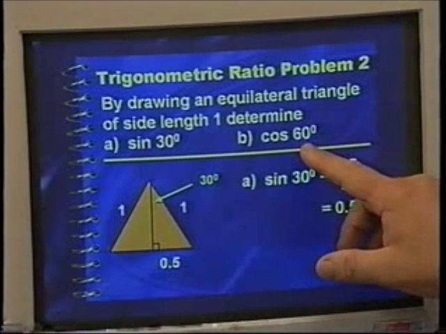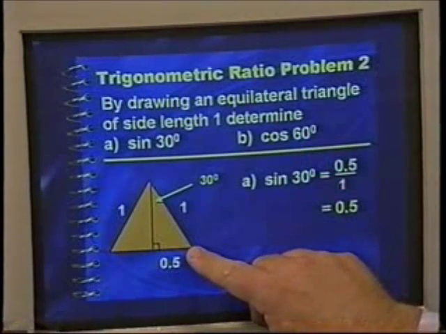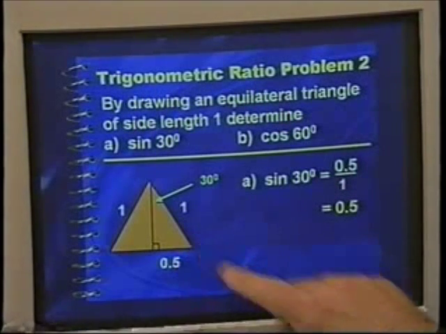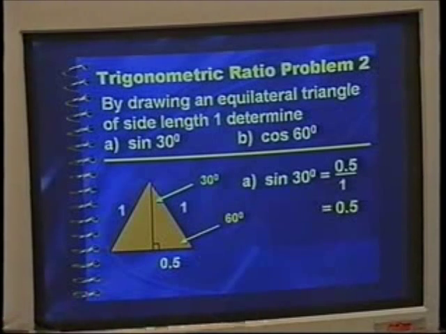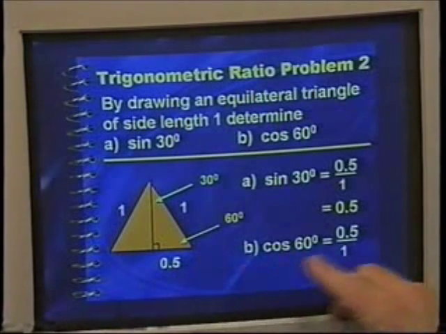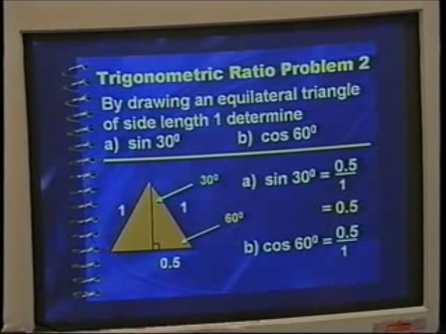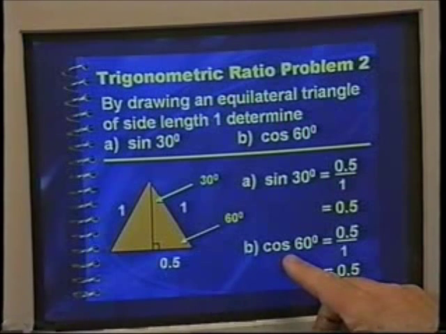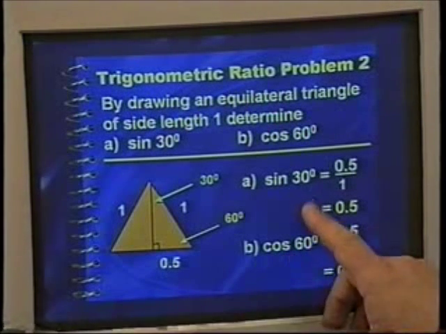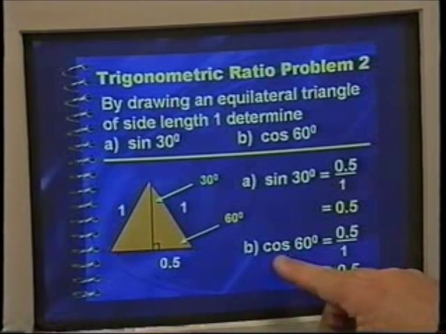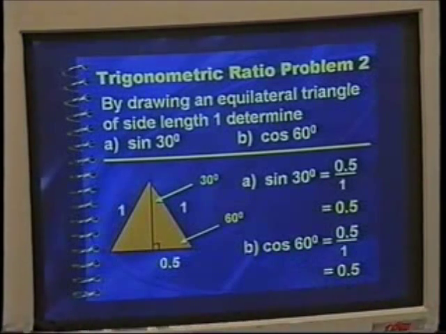Now similarly, for the cosine of 60 degrees, there's the 60 degrees, but the cosine of course is adjacent over hypotenuse. See, here we've got the 60 degree angle, and so the cosine of 60 then is also 0.5 on 1, or 0.5. In fact, the cosine is called that way because it's the sine of the complementary angle. Complementary, CO, that's where that CO comes from, complementary.